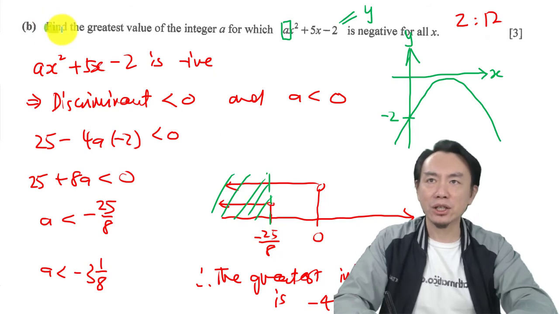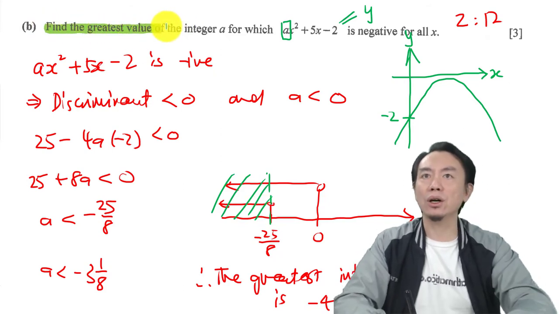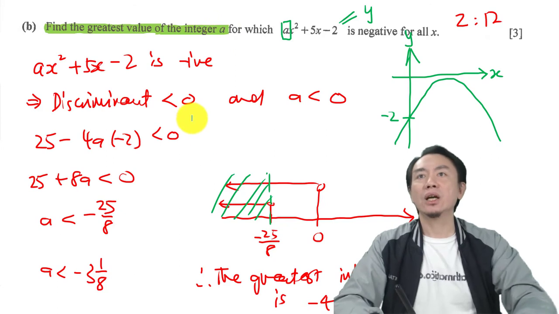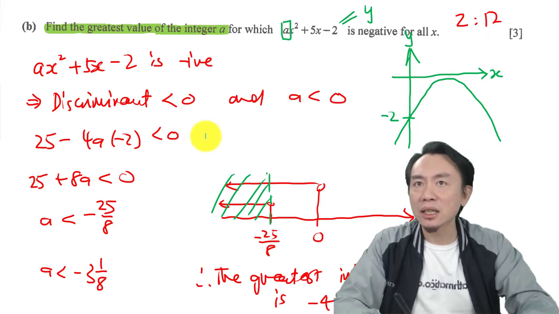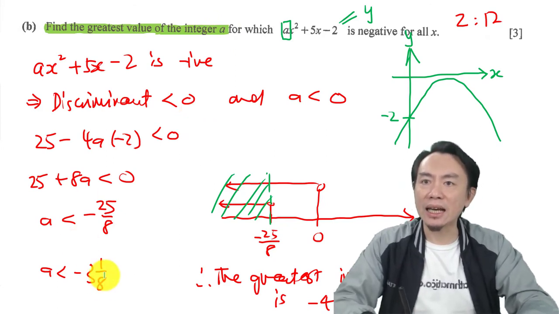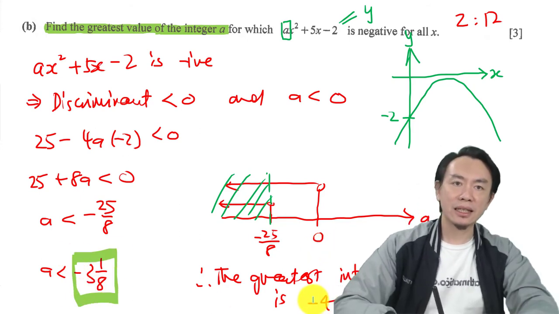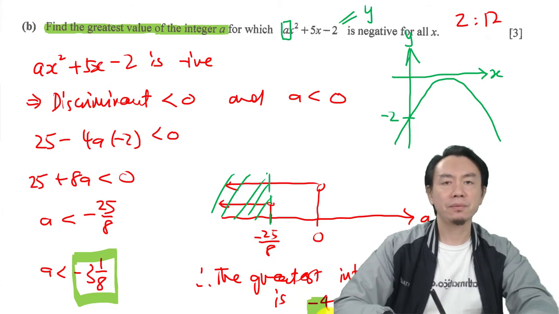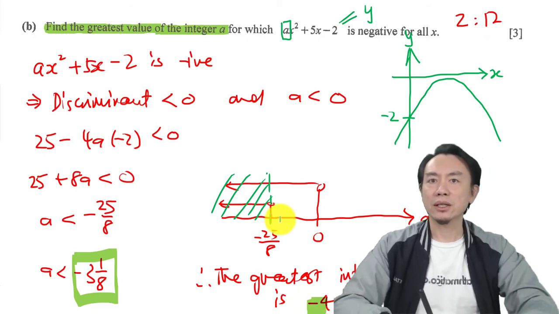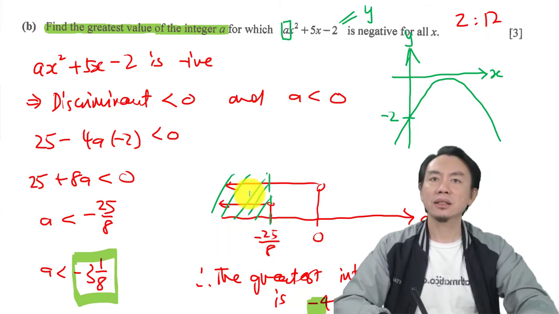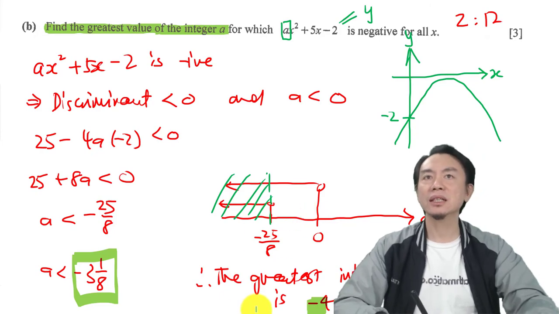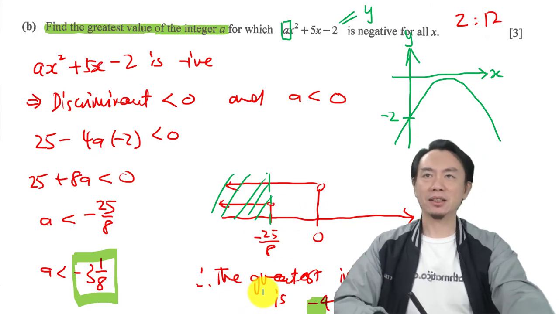But wait a minute, there's a catch here. Find the greatest value of the integer a. Greatest value of the integer a. So a is an integer, a cannot be negative 3 and 1/8, right? So I put here the greatest integer value of a is negative 4. It has to be to the left. It can't be to the right, it can't be negative 3. And that's it. 3 marks.